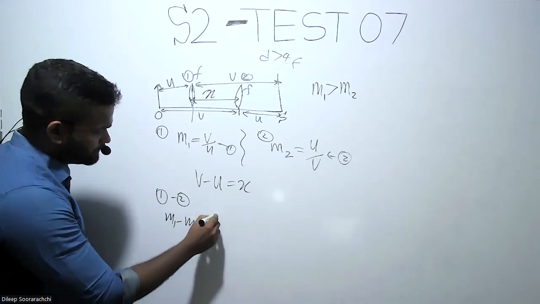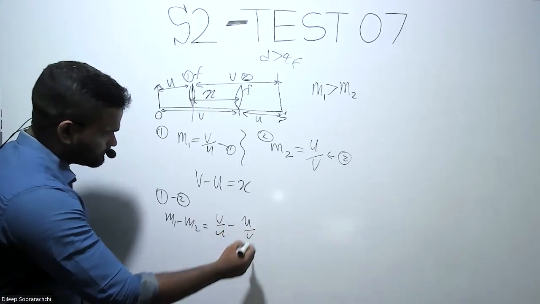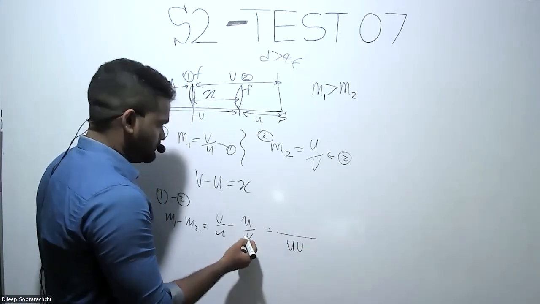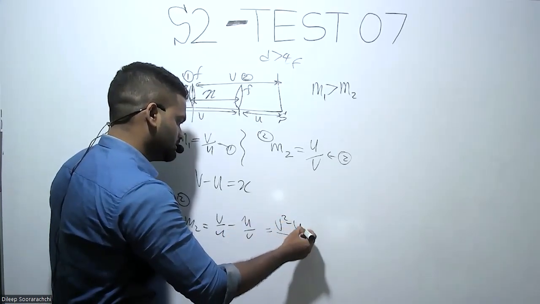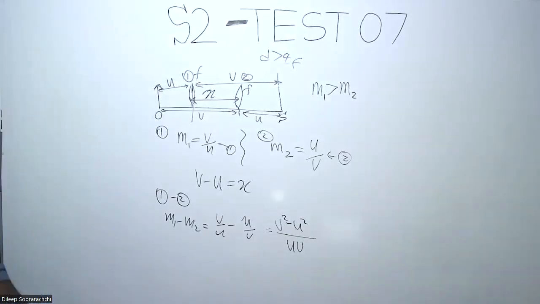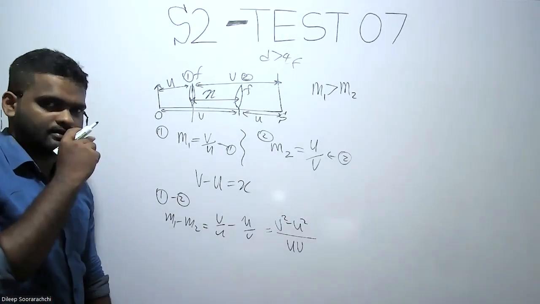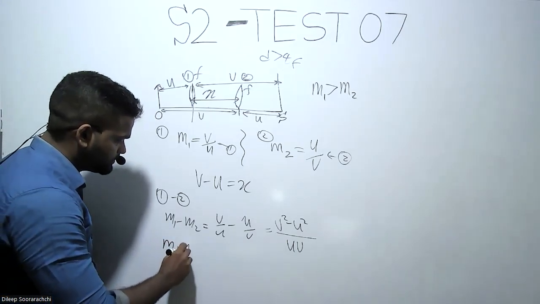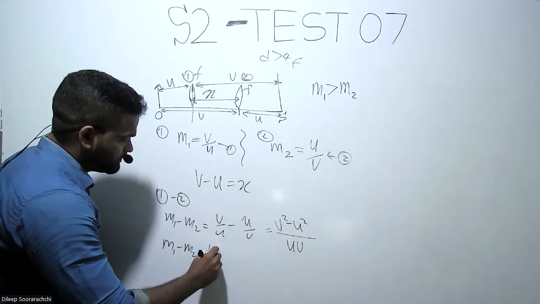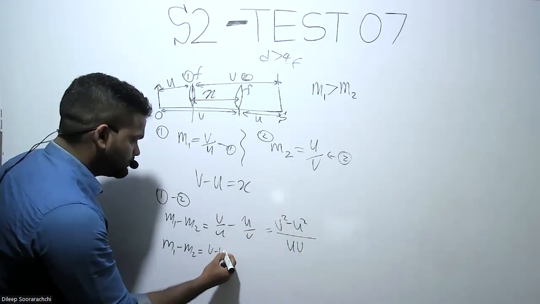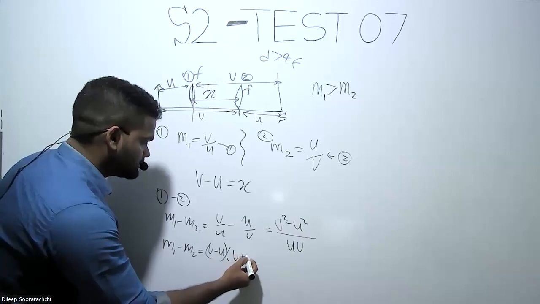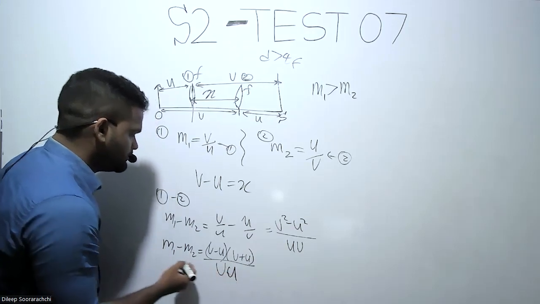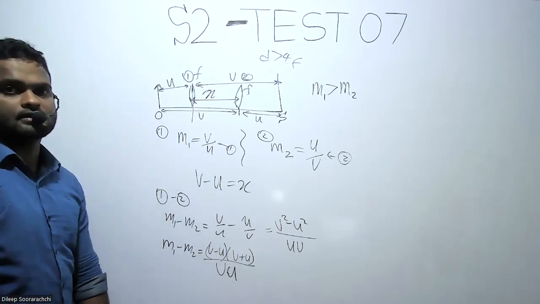m1 minus m2 equals v over u minus u over v. Denominator is uv, v squared minus u squared. I just did that, right? This is like the only way you can simplify in order to get the answer. So m1 minus m2 equals v squared minus u squared, you can write it as (v minus u)(v plus u) divided by vu. So we got a combination like this.